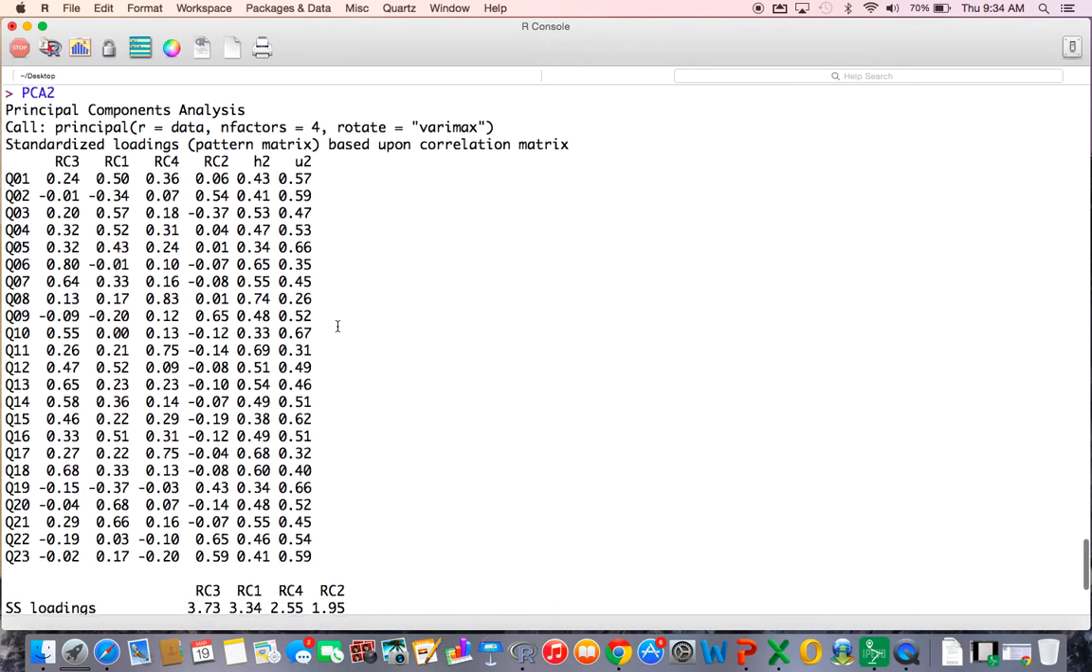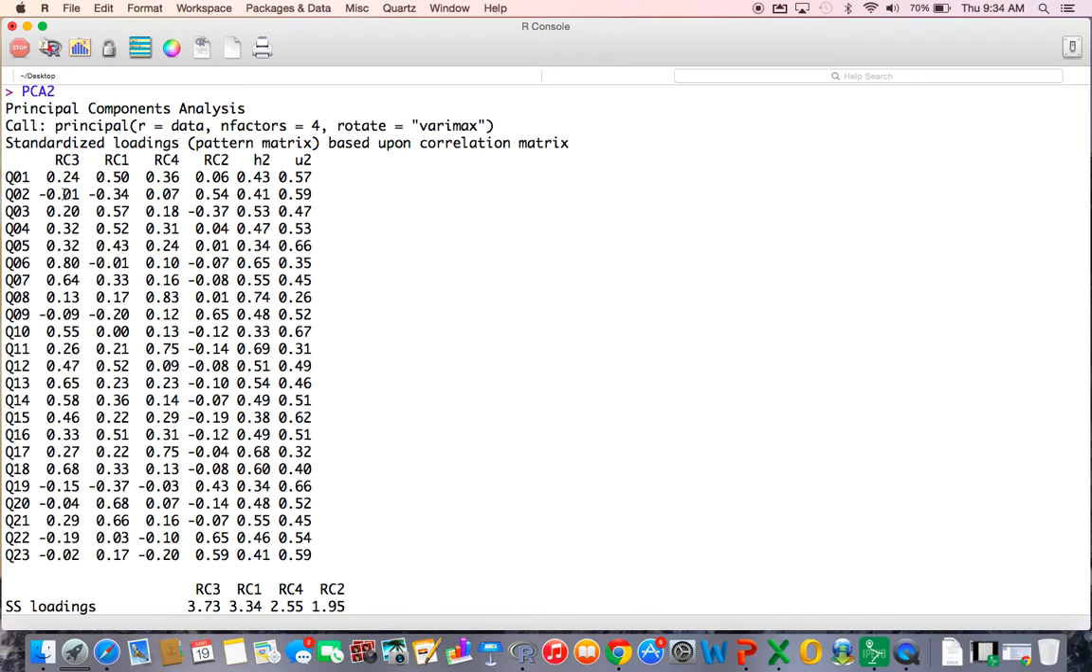Now, gang, the PCA loadings now start to take on some meaning. So it looks like question number 1 has loaded on component 1. It looks like question 2 is loaded on component 2. It looks like question 3 has loaded on component 1, and so on and so forth.